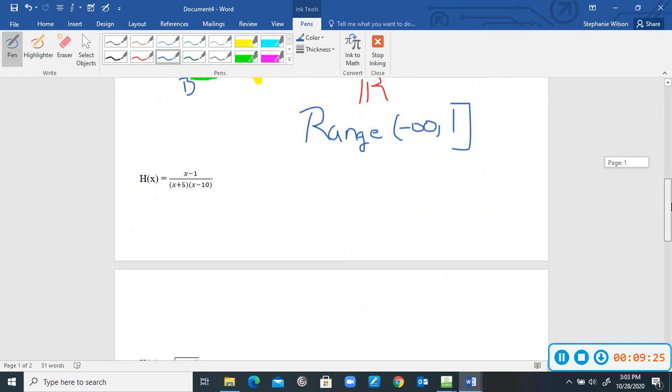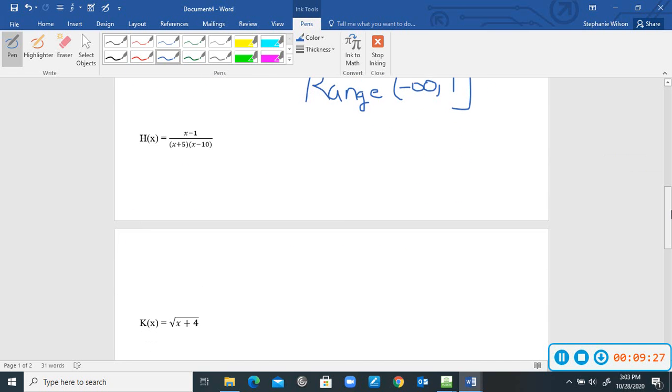So next, let's talk about the domain and range of this function. Or not the range, I apologize. Let's talk about the domain. The reason why I say not range is because we're not graphing this one. These two here, the last two, we're not going to graph them. So I just want to know what is the domain of it, okay?